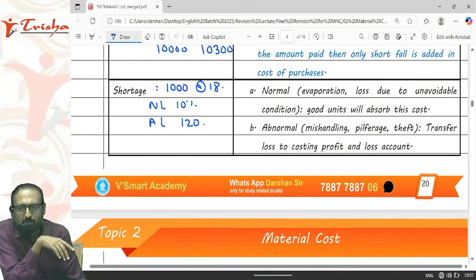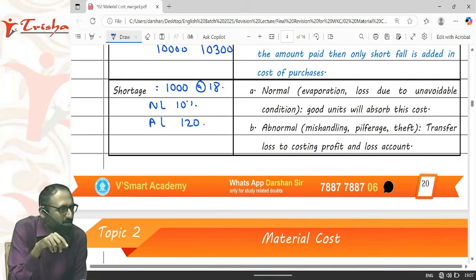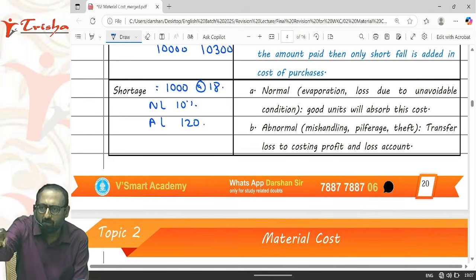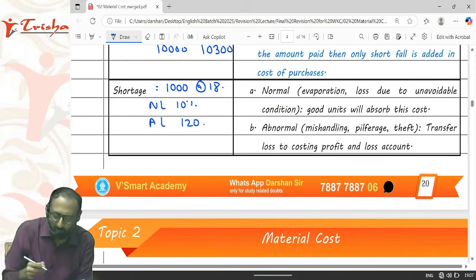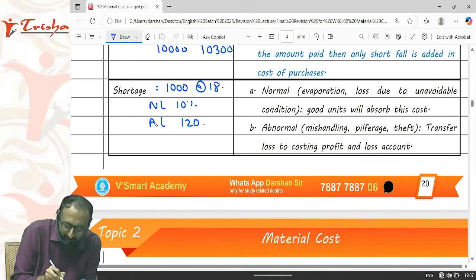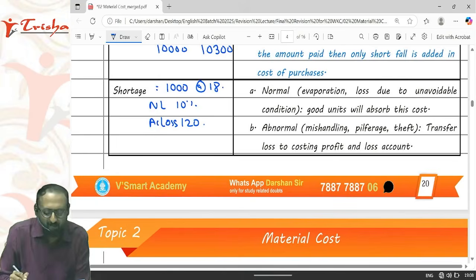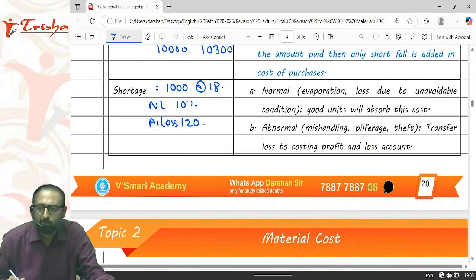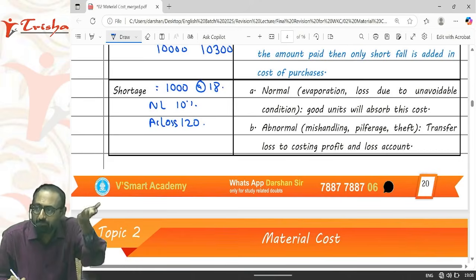Read the question and tell me. How much is the normal loss? 100 is the normal loss. 1,000 into 10%. And any loss over and above normal loss is called abnormal loss. Sir ji, tell me. Actual loss is 120, normal loss is 100. How much will be the abnormal loss? Is it 20? What to do about normal loss? Absorbed by the remaining units by inflating the rate.